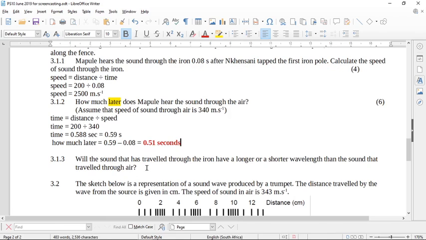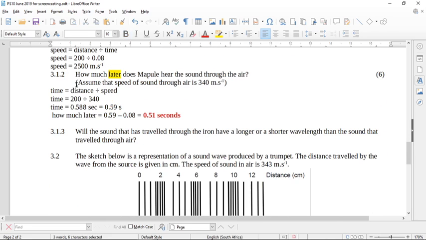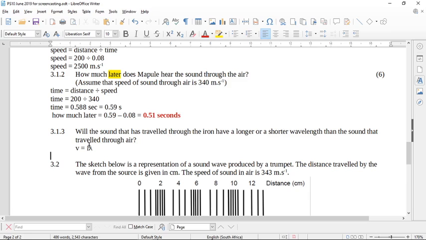Will the sound that has traveled through the iron have a longer or a shorter wavelength than the sound that traveled through the air? Now this is very much like a multiple choice question, okay? And you need to think about mathematical relationships here. So I want you to think about this formula here, V equals f lambda. So this sound that they made by tap, tap, tap, tapping on the pole, okay? This sound that they made has a particular frequency. So you cannot change the frequency here. The frequency is the same because that depends on how you tapped it.